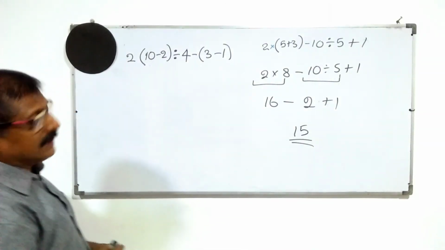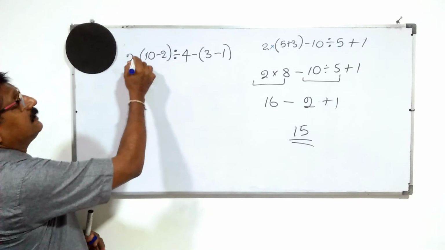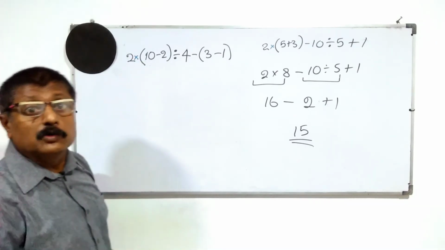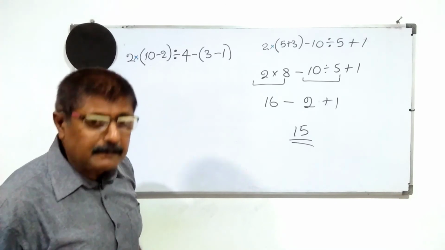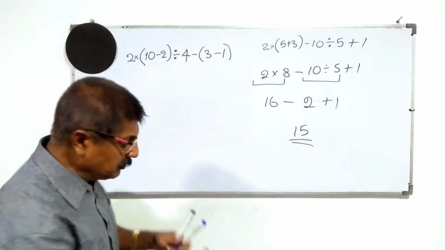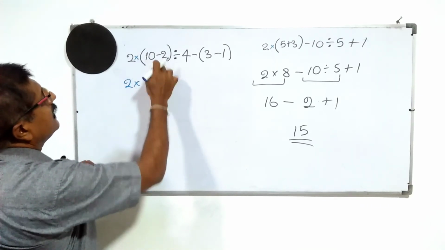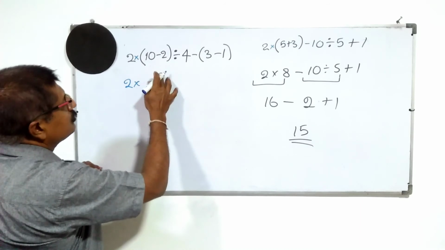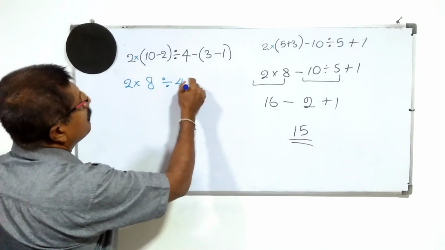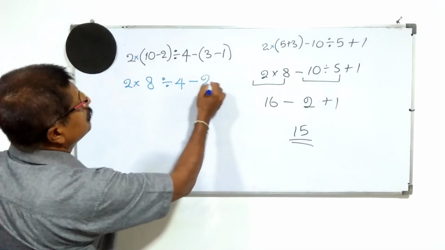Right. In here also, there is no sign in between the bracket and the number, then that is multiplication. But there are two members that belong to the royal family. That means two brackets are there. Simplify the two brackets like this. 2 multiplied by this one, 10 minus 2, that is 8. Division 4 minus, simplify this bracket, 2.